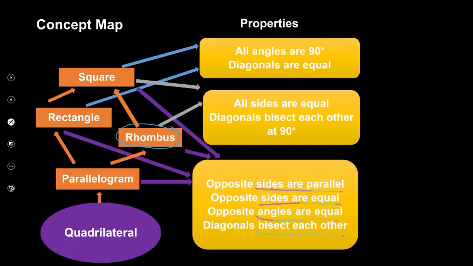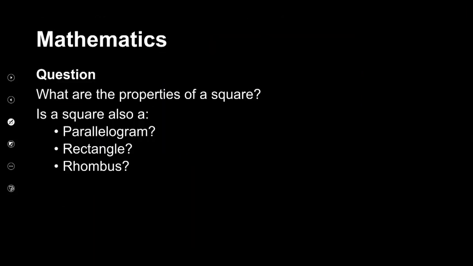But what was very interesting about it was that all the sides were now equal, and the diagonals were bisecting each other at 90 degrees. So that's why it is overlapping, and not only do we consider it as a parallelogram, we make it a specific parallelogram. Now, what are the properties of a square? Also, is a square considered to be a parallelogram, a rectangle, or even a rhombus for that matter?